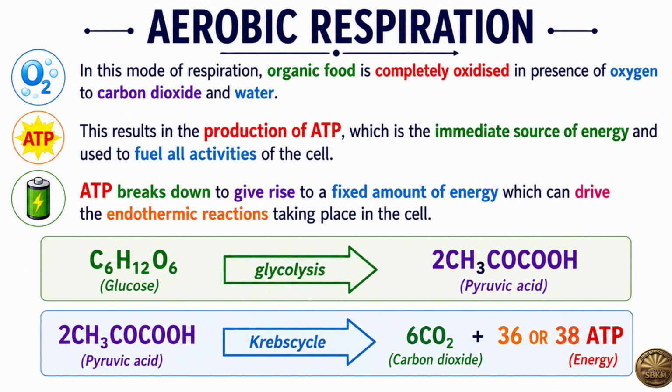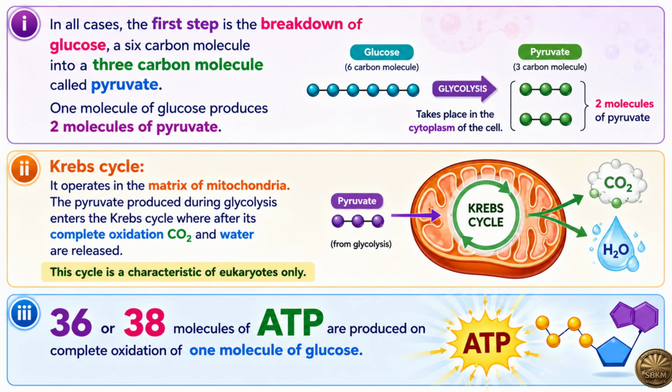C₆H₁₂O₆ gives CH3COCOOH in the presence of glycolysis. 2CH3COCOOH gives 6CO2 plus 36 or 38 ATP in the presence of the Krebs cycle. 1. In all cases, the first step is the breakdown of glucose, a 6-carbon molecule, into a 3-carbon molecule called pyruvate. 1 molecule of glucose produces 2 molecules of pyruvate. It takes place in the cytoplasm of the cell and the process is called glycolysis.